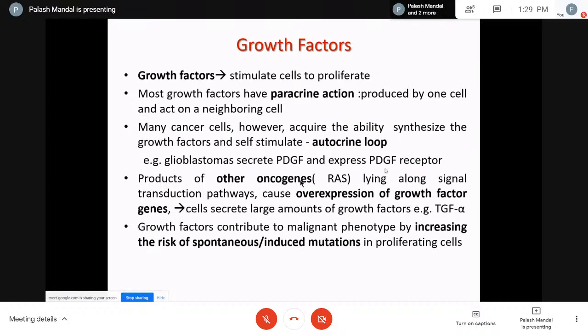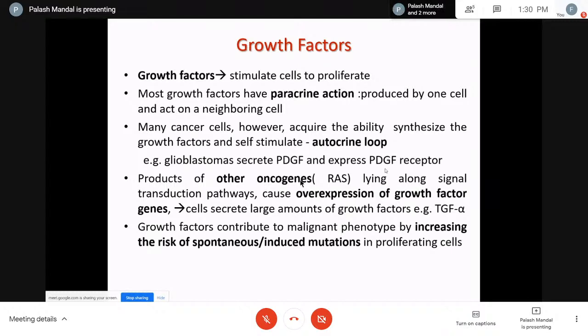So this mutation may be either spontaneous or induced. The more the cell goes into the cell cycle, the more proliferation it undergoes, and the chances of mutation are greater. Understand? So this is one very basic thing. That's why the quiescent cells have less chance of developing malignancy.